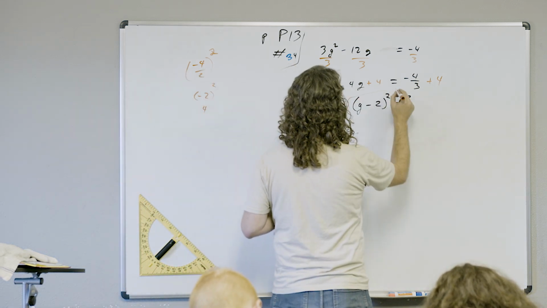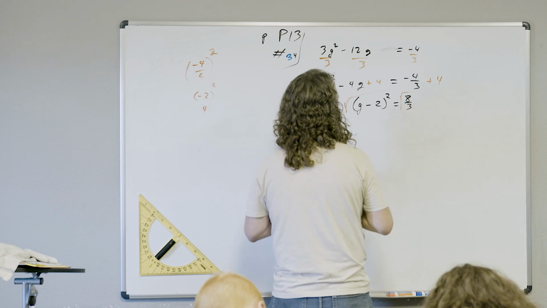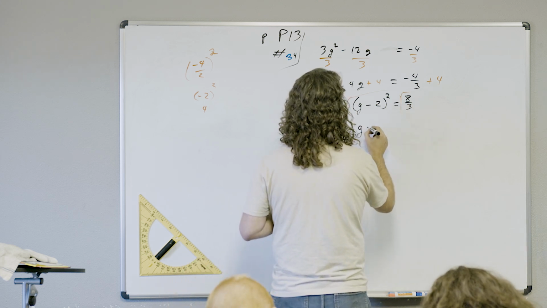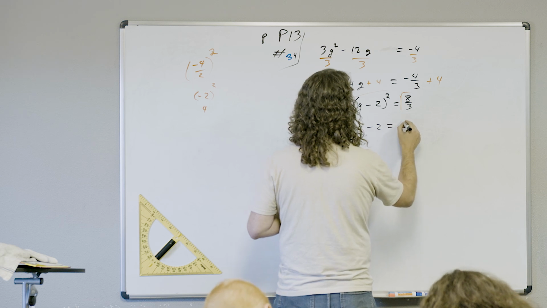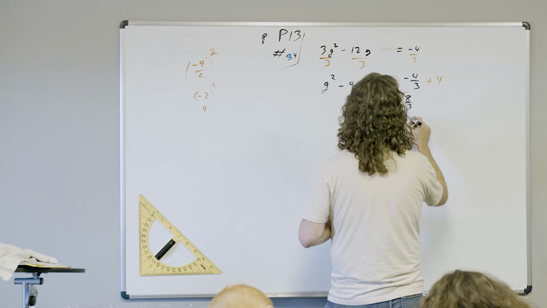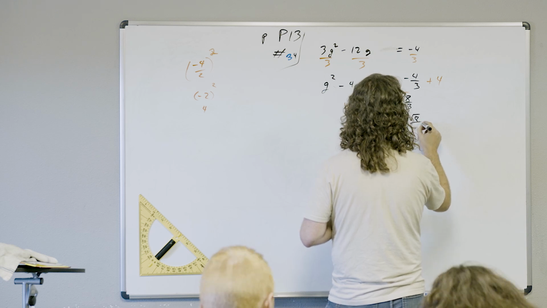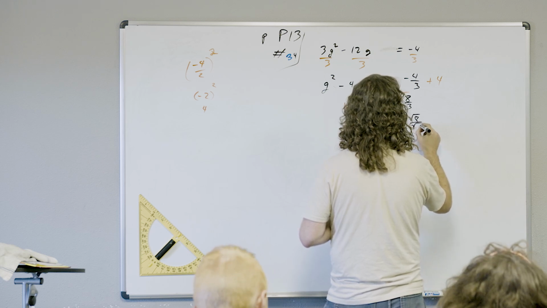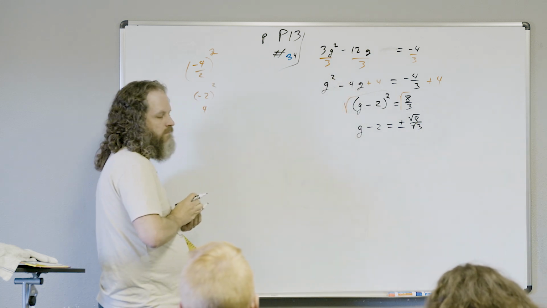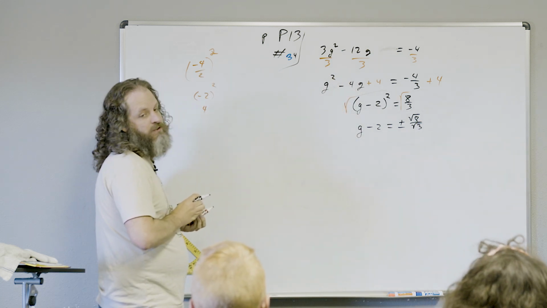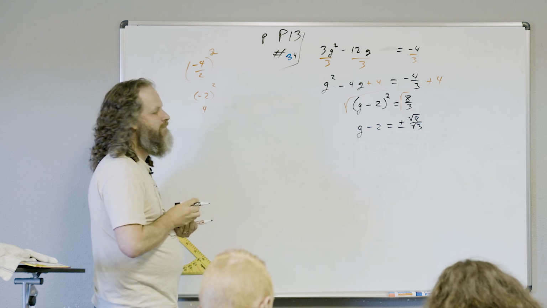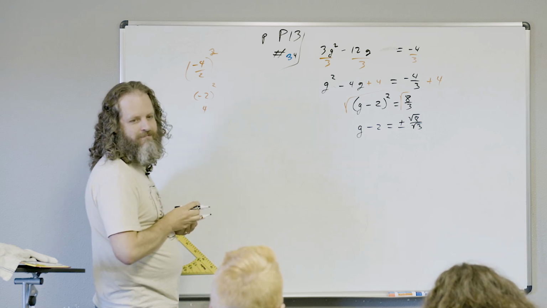And when we square root both sides, we end up with plus or minus. So we've got g minus 2 equals plus or minus the square root of 8/3. I'm going to go ahead and write that as the square root of 8 over the square root of 3. Will I get points if I don't do that? Well, you're going to have to do that because we don't want that square root in the denominator. So we're going to have to get rid of it.